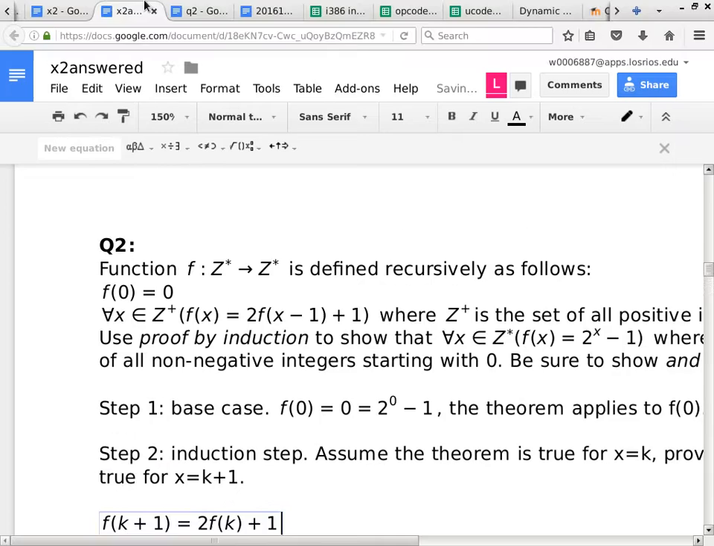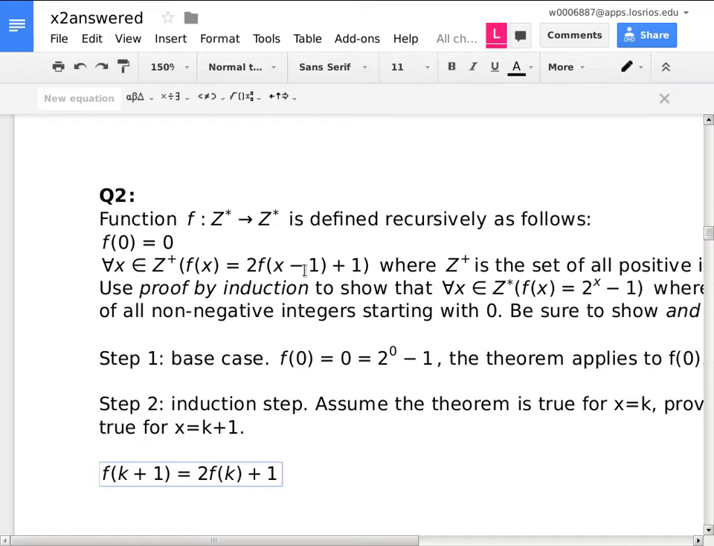Okay, because that one is just based on the definition, the recursive definition of f. Is that part okay? So now the next line, this is getting rather tedious, right? So the second line is saying, f of k.